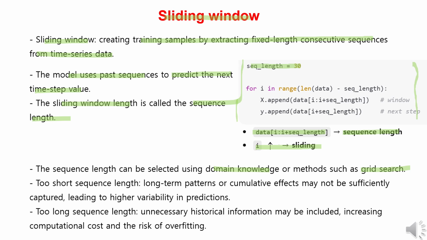If the sequence length is too short, long-term patterns or cumulative effects may not be sufficiently captured, leading to higher variability in the predictions. On the other hand, if the sequence length is too long, unnecessary historical information may be included, increasing computational cost and raising the risk of overfitting.